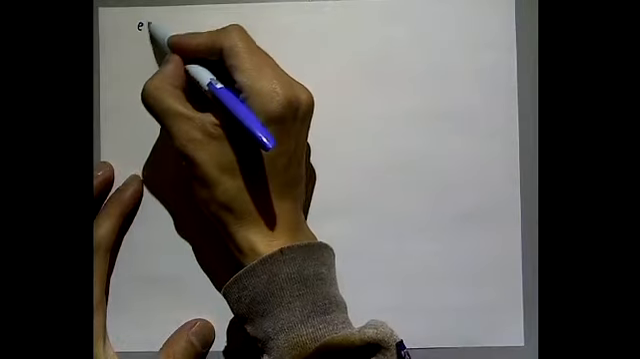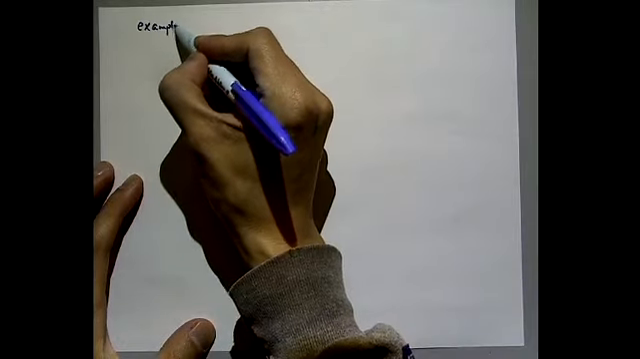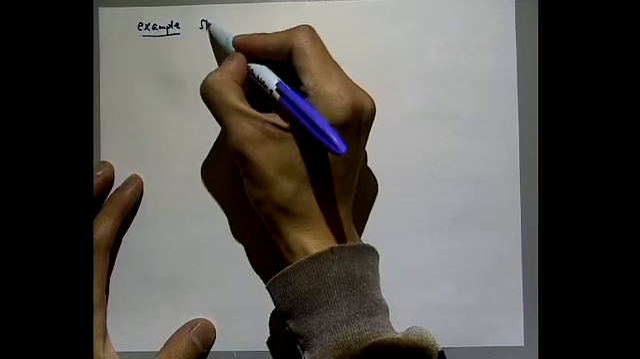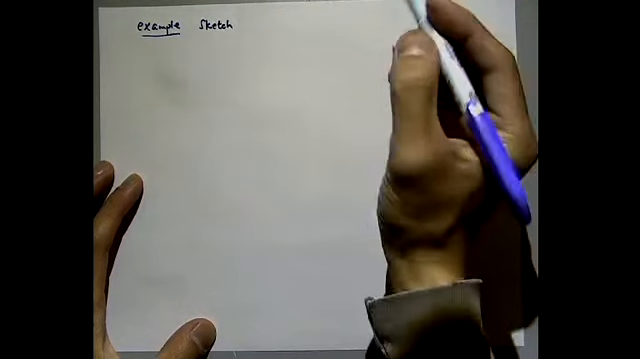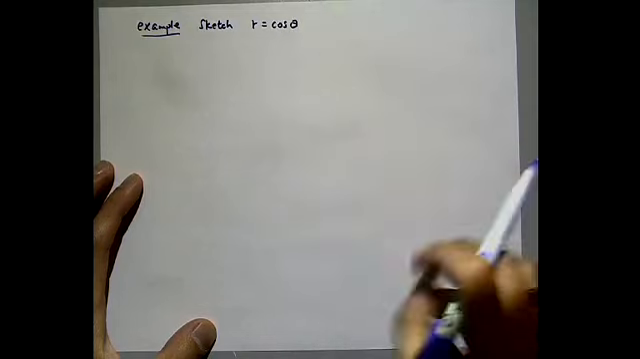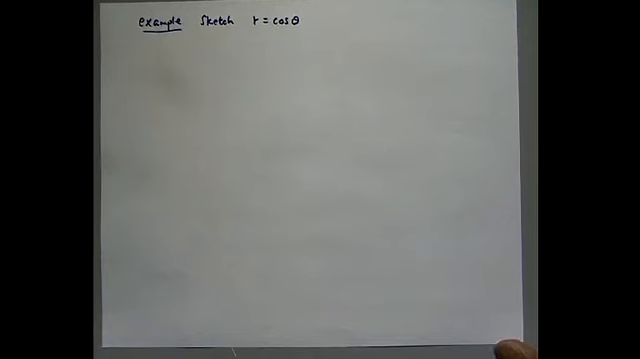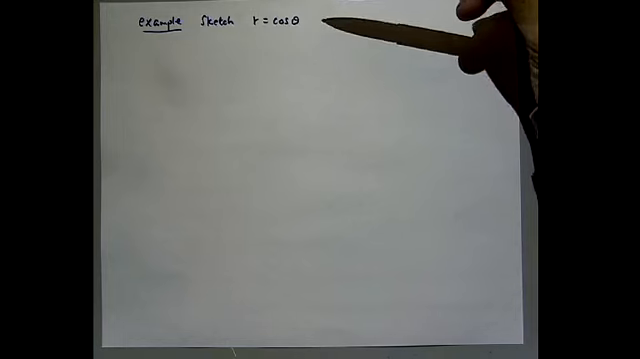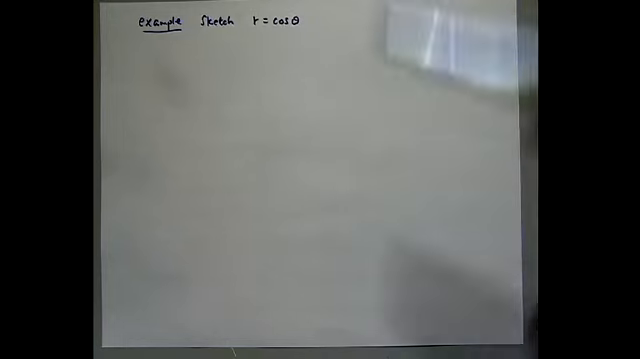All right, so now let's sketch something. Let's sketch a simple one here: r is equal to cosine theta. And we'll do this the old-fashioned way. We'll choose a bunch of values of theta, find the corresponding r, and then connect the dots.